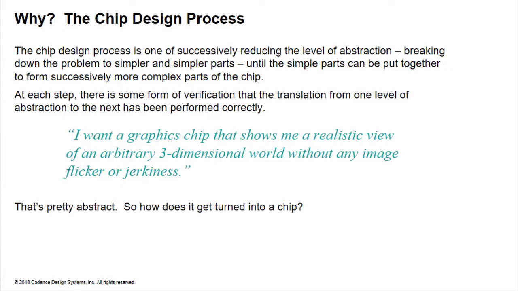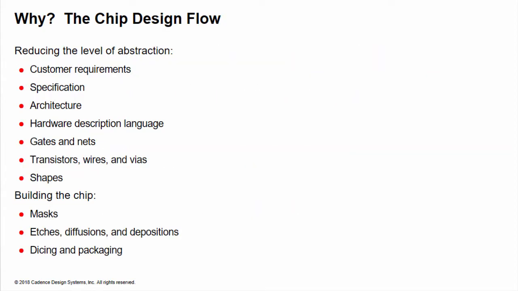For example, a graphics chip design would start its life cycle with something as simple as this statement. I want a graphics chip that shows me a realistic view of an arbitrary three-dimensional world without any image flicker or jerkiness. That's pretty abstract. So how does it get turned into a chip? That very general and abstract description is reduced through a series of steps like these to millions and millions of rectangles. Those are then combined to create the masks that control the chip manufacturing process.